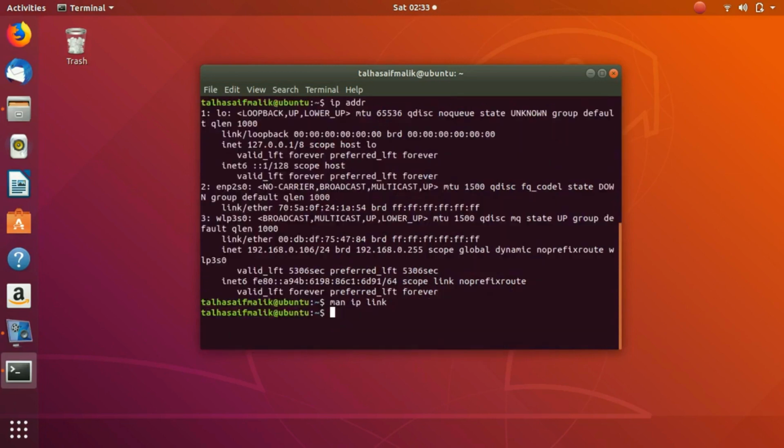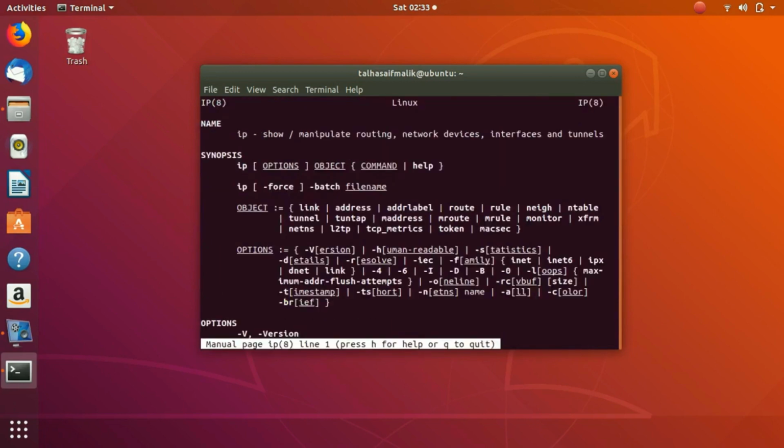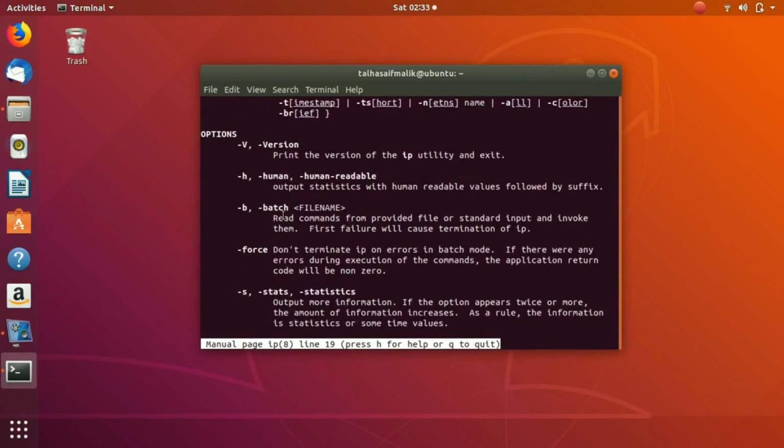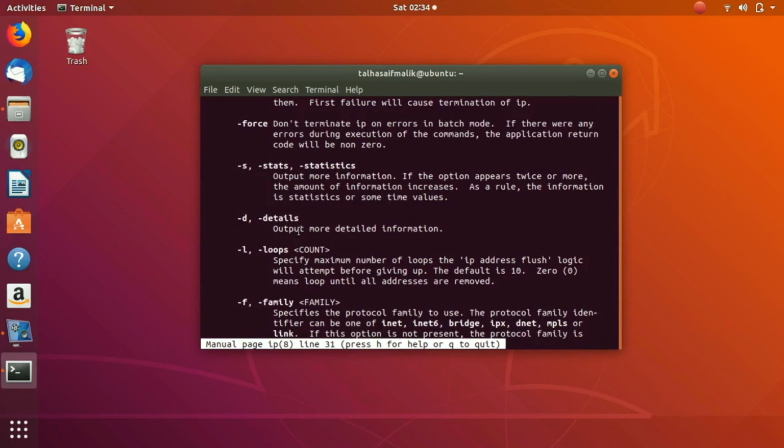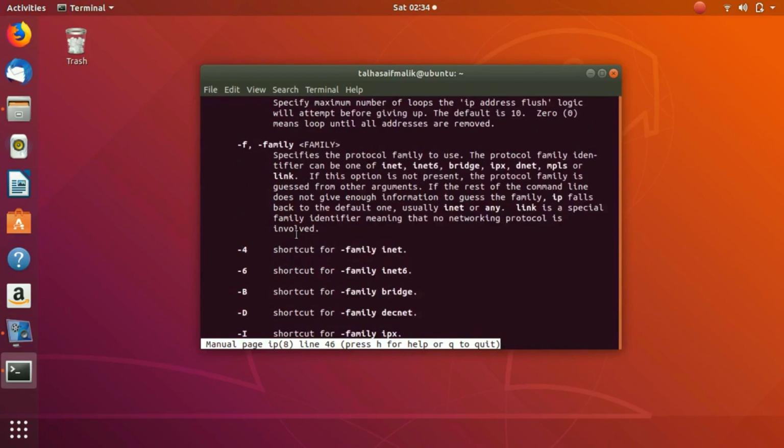I would recommend you go ahead and try some of those commands so you get an idea about it. And then if you want to check about addr, you can see here as well, you have all those options available, for version, for human. The -h is a command which represents the output statistics with human readable values followed by suffix, okay? Then we have -d, or hyphen d, which represents the details, which essentially outputs more detailed information than what you see on your terminal.